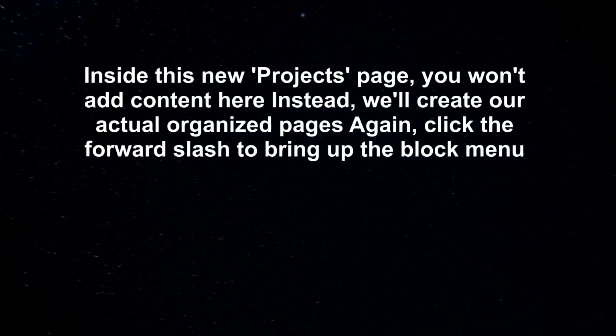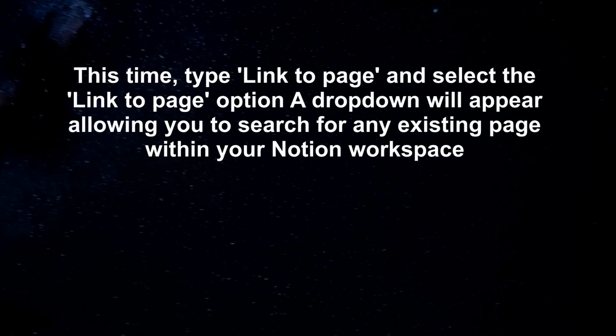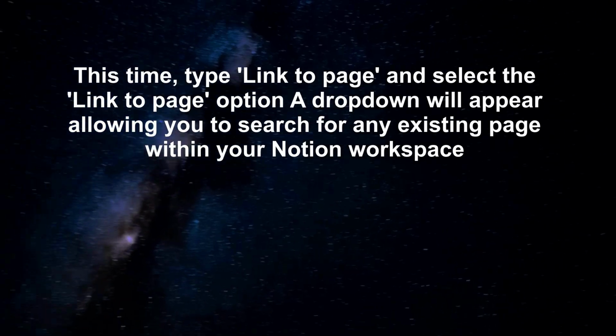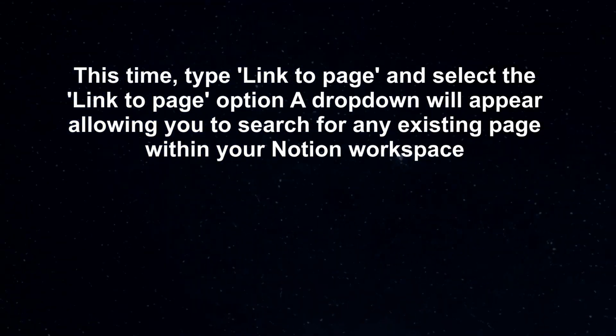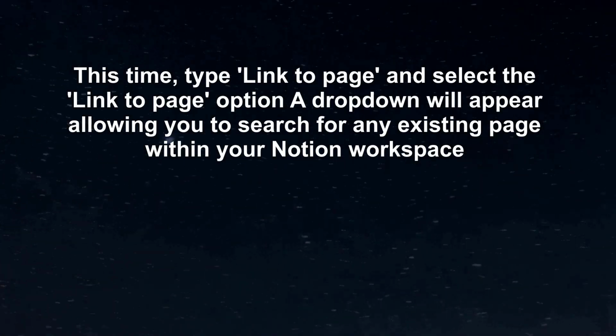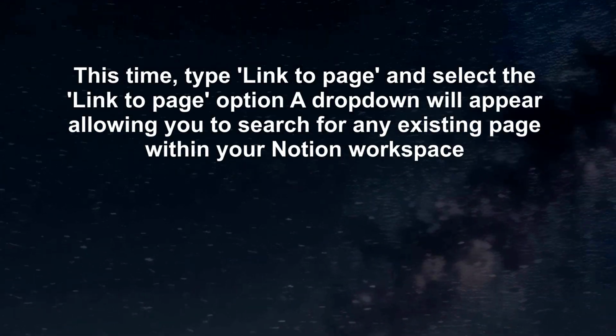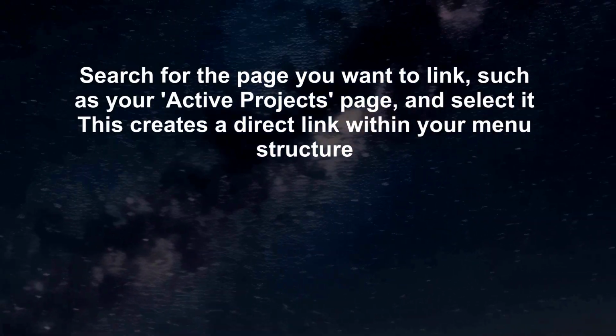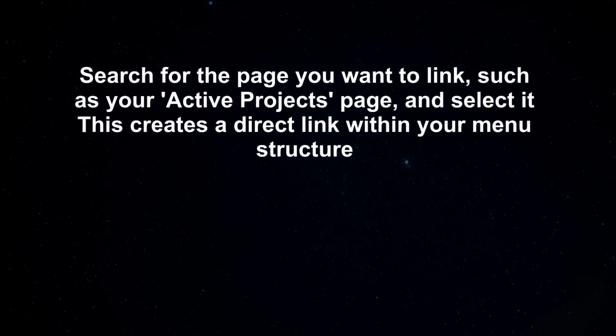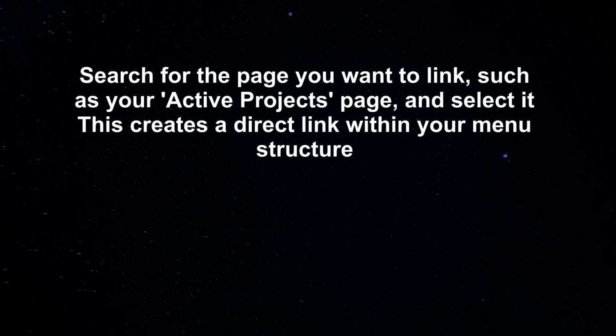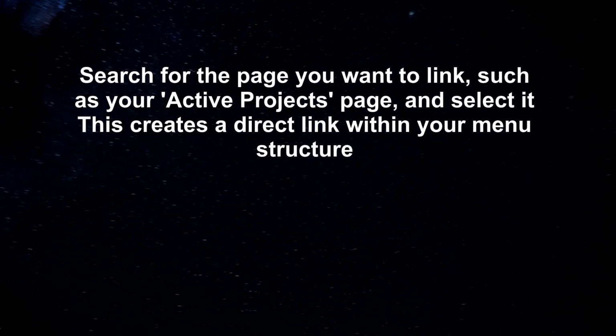Click the / to bring up the block menu. This time, type link to page and select the link to page option. A drop-down will appear allowing you to search for any existing page within your Notion workspace. Search for the page you want to link, such as your active projects page, and select it. This creates a direct link within your menu structure.